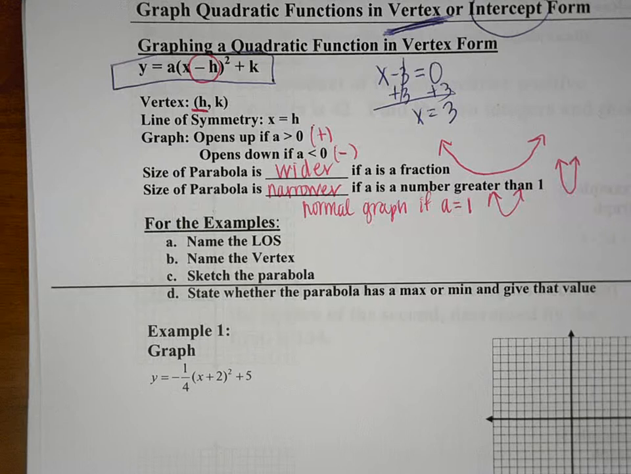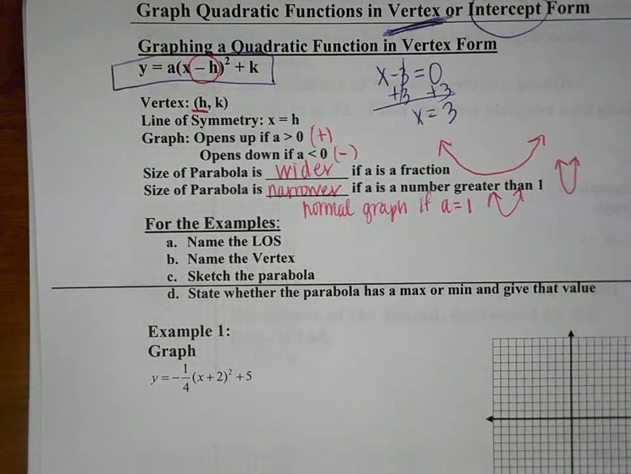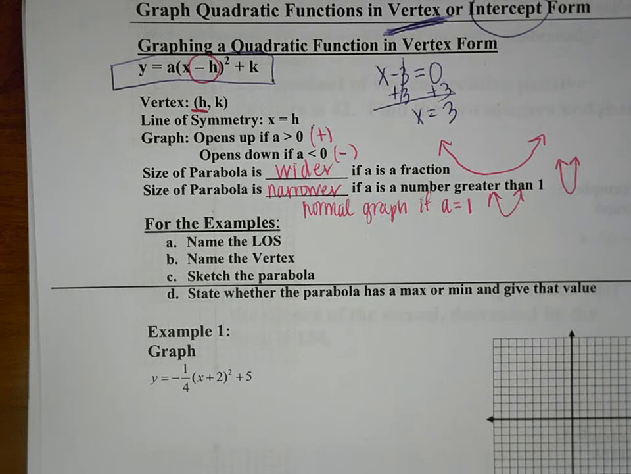Yes? Okay, good question. Negatives and positives tell you your direction, but then the number itself without negative or positive is telling you if it's wider or narrower. Good question. Any other questions so far? So we're just going to start on the examples.